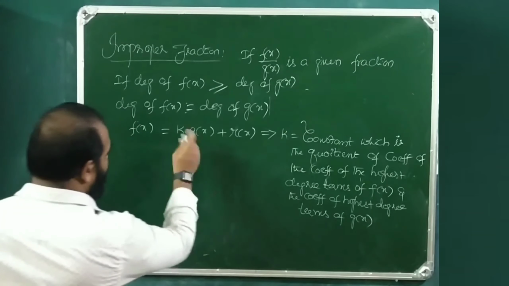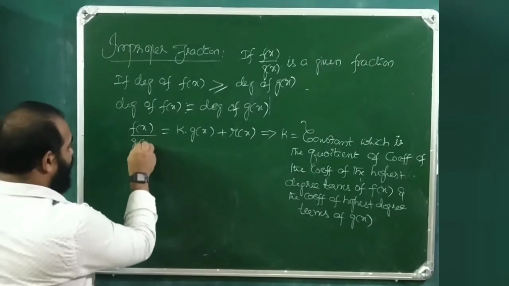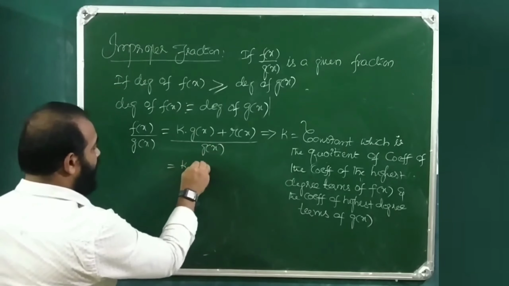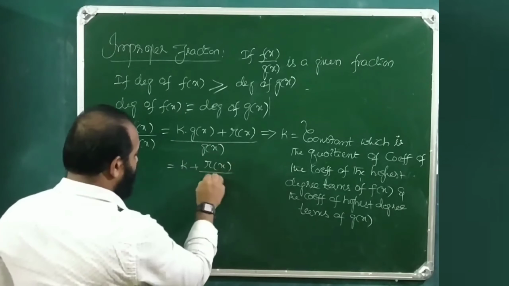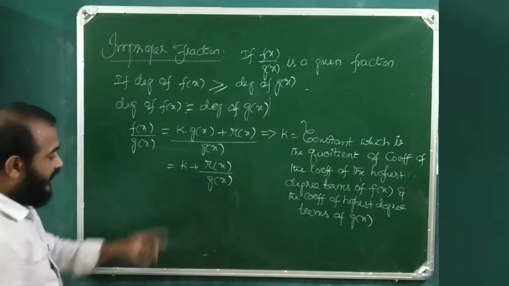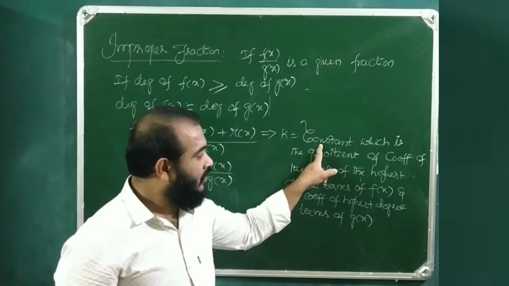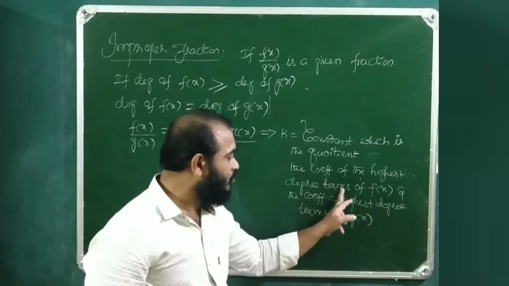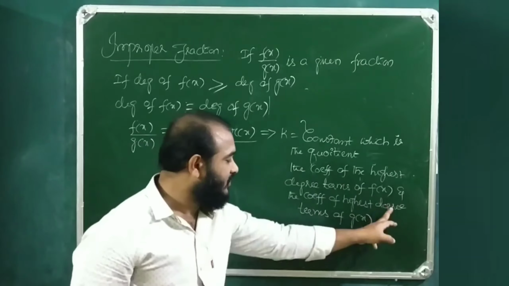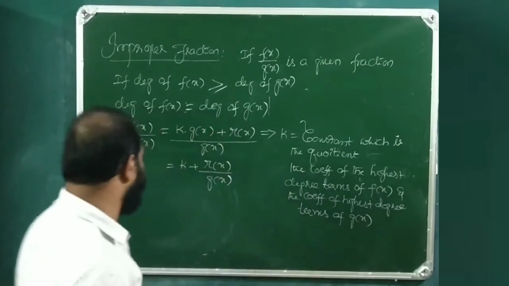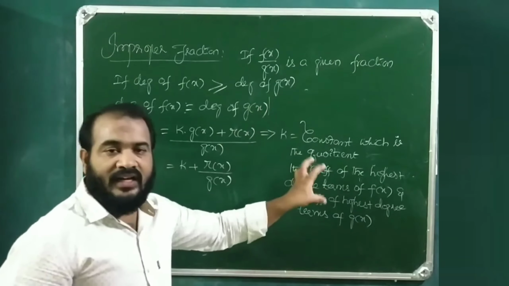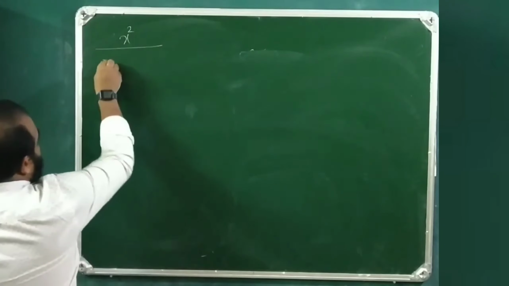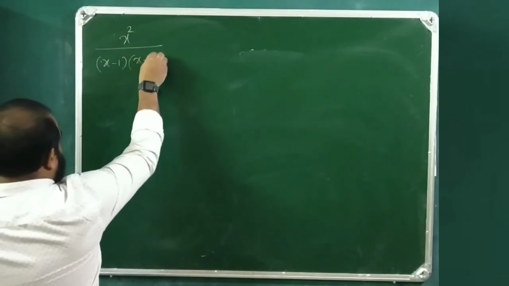So here f of x is equal to k into g of x plus r of x, so divide by g of x on both the sides. This is k plus r of x by g of x, where k is the constant, that is, the coefficient of the highest degree term of f of x and the coefficient of the highest degree term of g of x. To discuss this, let us emulate with an example: x square by x minus 1 into x minus 2.